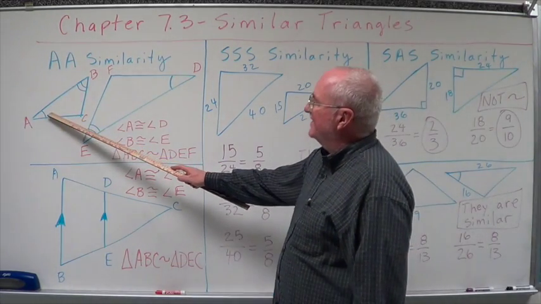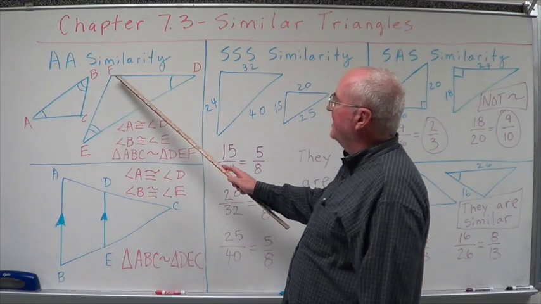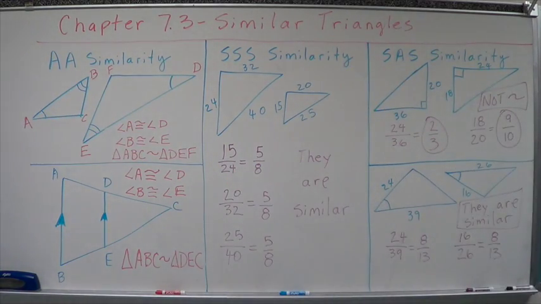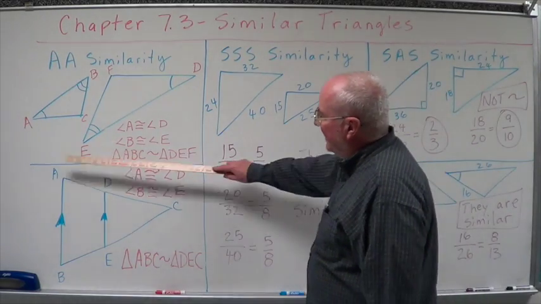If we were to subtract this from 180, then subtract this from 180, we would find that angle C would be congruent with angle F. Okay? If those three are congruent, then we know that those two triangles are the same shape, and their sides must be proportional. Now let's look at this one.